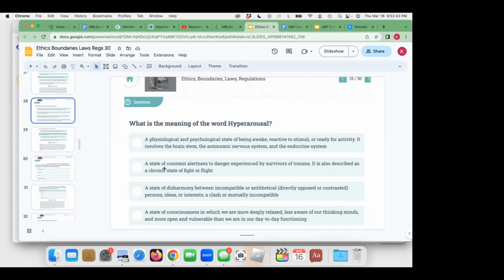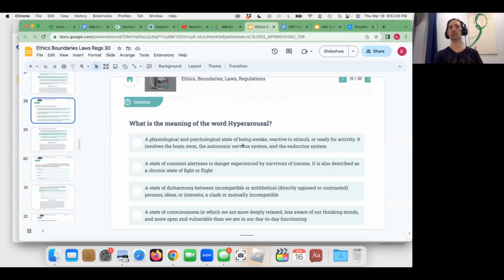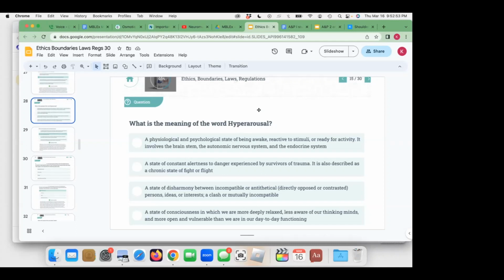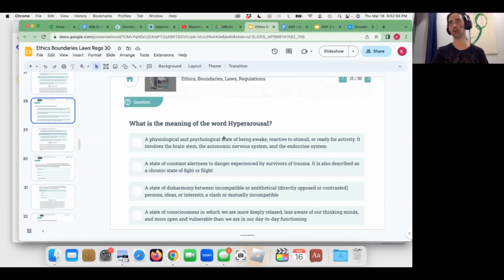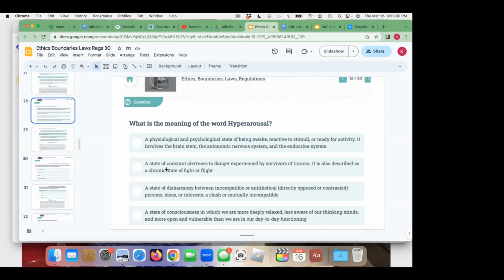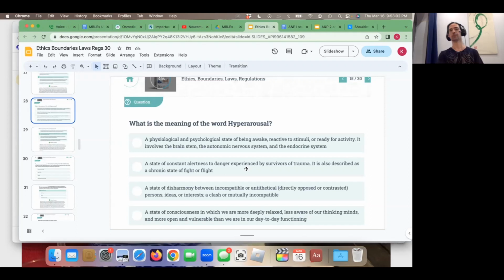Yeah. A state, yes, it's very possible, but being awake, reactive to stimuli, ready for activity, does that sound automatically like hyperarousal? Or does it just sound like alertness or arousal? Well, then it's B. A state of constant alertness to danger, experienced by survivors of trauma, also described as chronic state of fight or flight. Yeah.